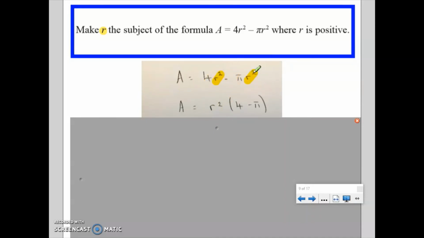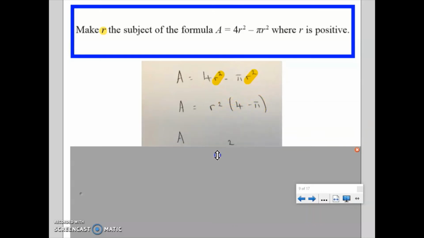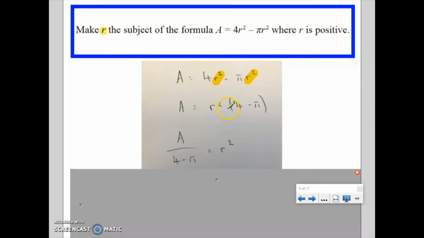That's causing me problems because I want to end up with a single r. And because I'm dealing with different terms in front of the r squared, I've removed the r squared as a factor and written the remaining terms in brackets. This is a multiply by 4 minus pi. So what I can do is divide both sides by 4 minus pi. So that's the same as taking this 4 minus pi, which is a multiply, moving it onto this side of the equal sign, making it a divide, like I've done here.